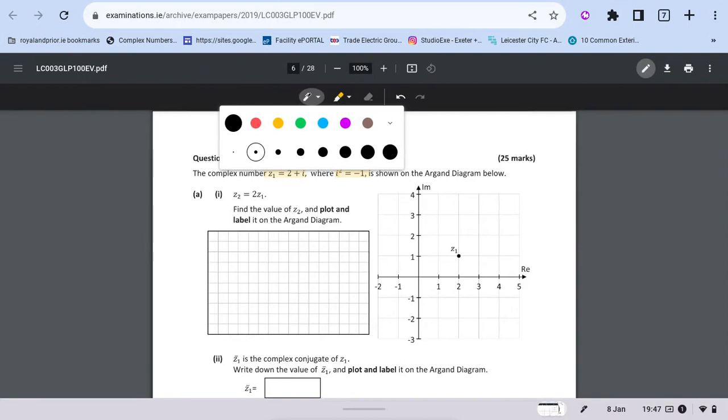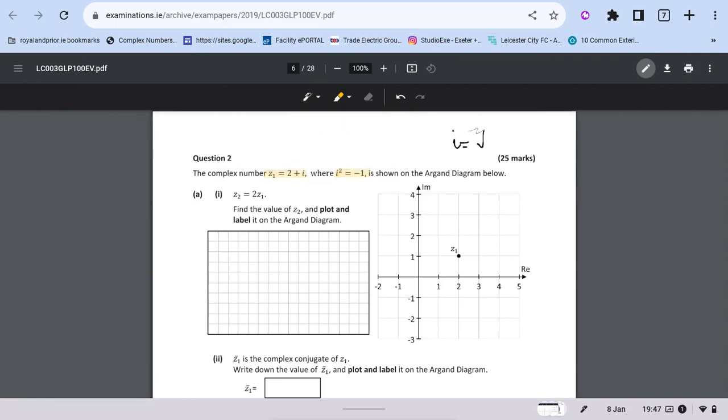The only other thing they might show you there is they might say i is the square root of -1. It's the same thing. So z2 is equal to 2z1. So I'm just going to work it out. Z2 is equal to 2 times my Z1, which they give up there, 2 plus i. Multiply that out, 2 2s are 4, plus 2i, and then we're going to fill it in. So 4 across, 2i up there, that's my Z2.